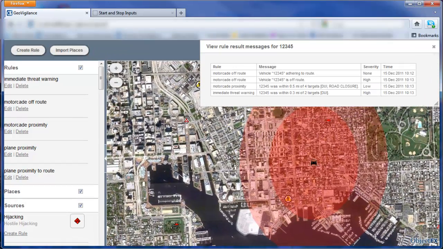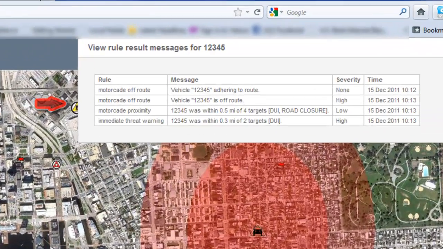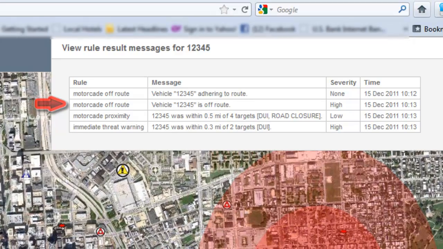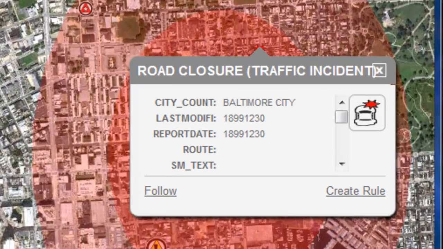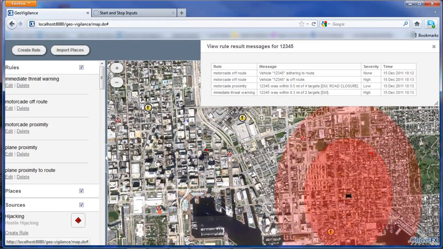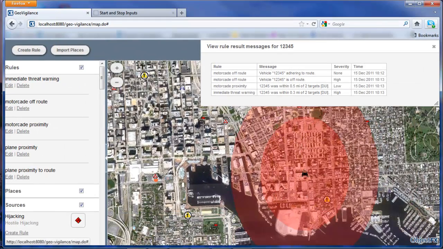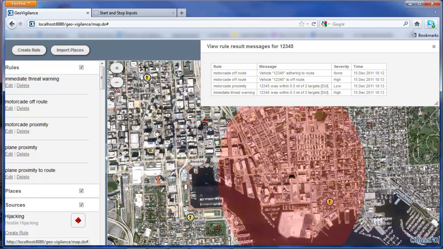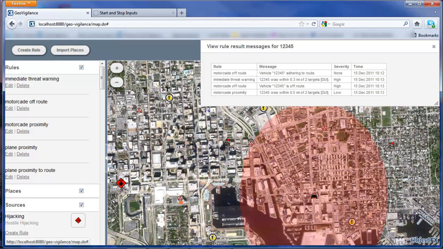The motorcade has moved into Baltimore City, but it has deviated from its predetermined route. We see the red buffer illuminated in a warning triangle icon behind the symbol for motorcade. The visual cues grab the analyst's attention right away, allowing them time to quickly determine if there's a problem or if the route information was incorrect.